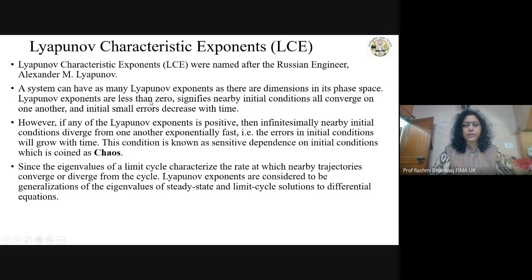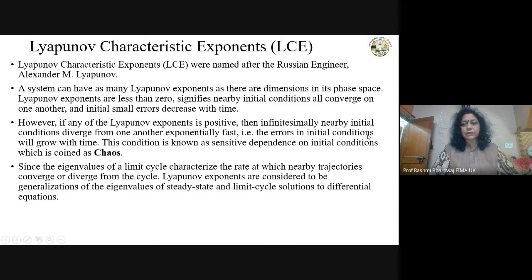If the Lyapunov exponents are less than 0, meaning negative, this signifies that nearby initial conditions all converge on one another, and the initial small error decreases with time. If it is positive, they are diverging from each other. However, if any of the Lyapunov exponents is positive, then infinitesimally nearby initial conditions diverge from one another exponentially fast.